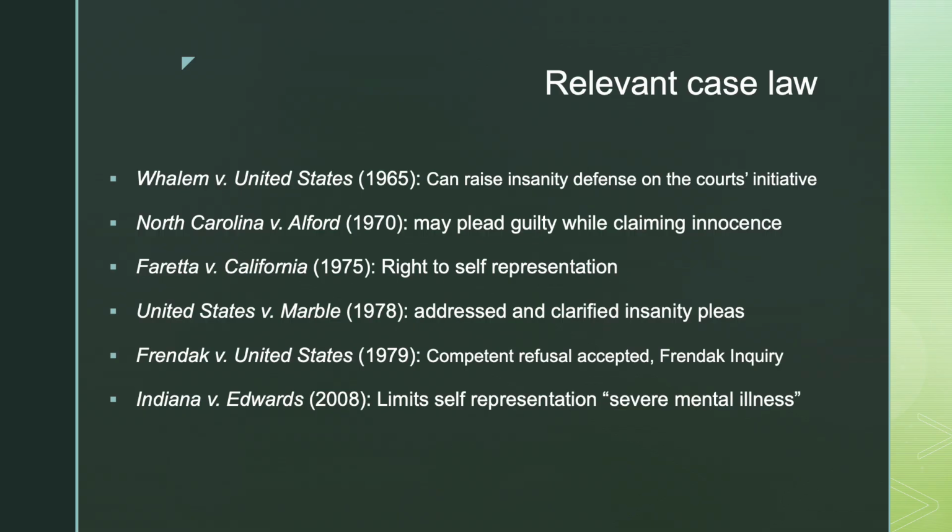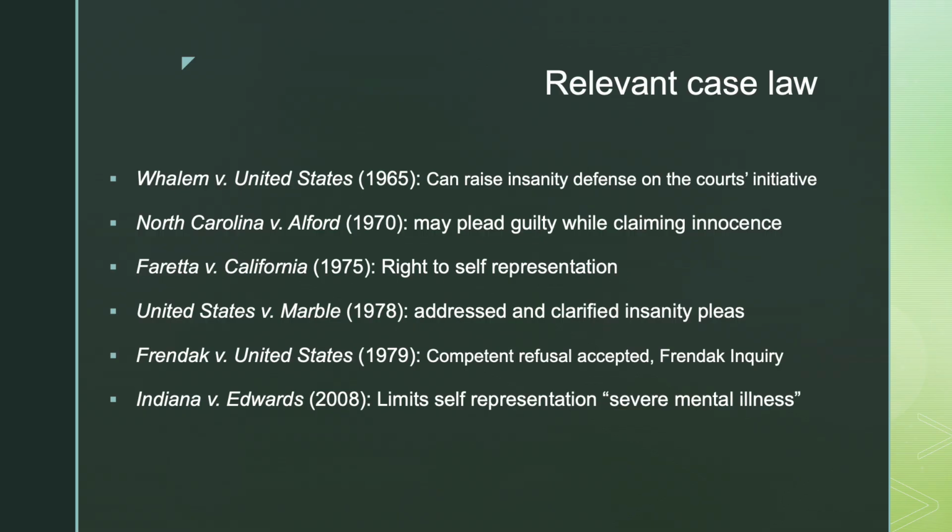The North Carolina case versus Alford in 1970 allowed a defendant to plead guilty even while claiming innocence. Faretta versus California was heard in 1975, and it established the right to self-representation. United States versus Marble was heard in 1978, further clarifying insanity plea issues. It was a really monumental case. Frendick versus United States in 1979 was obviously another monumental case, and one of the latter ones, which gave us the rule about competency refusals.